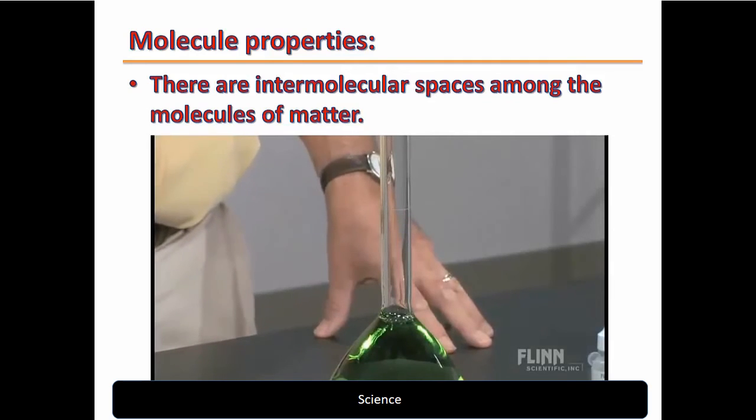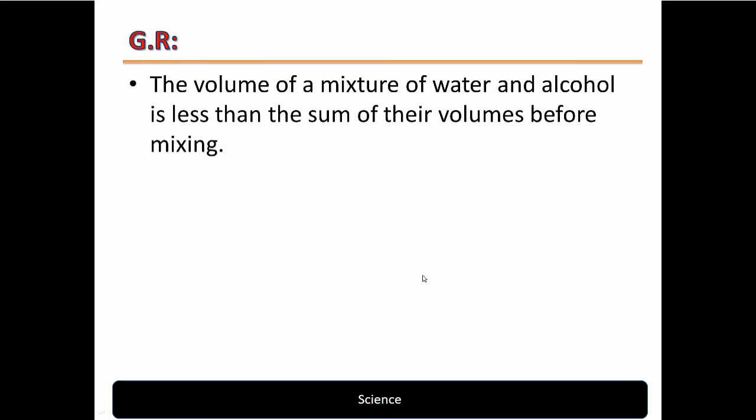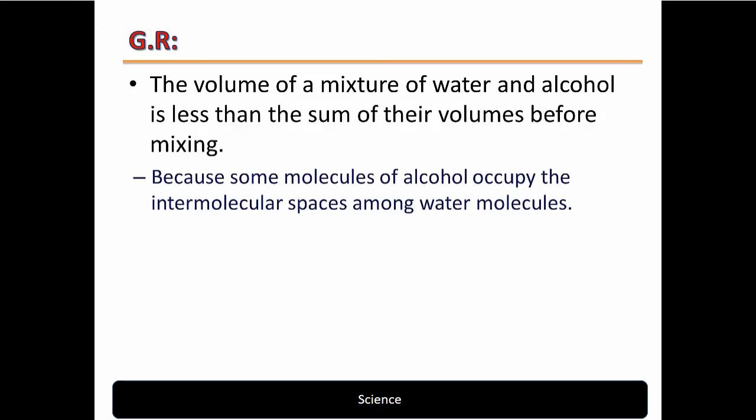This can be explained by the fact that there are intermolecular spaces between molecules of matter that can be filled by other molecules. Give reasons for: the volume of a mixture of water and alcohol is less than the sum of their volumes before mixing. This is because some molecules of alcohol occupy the intermolecular spaces among water molecules.